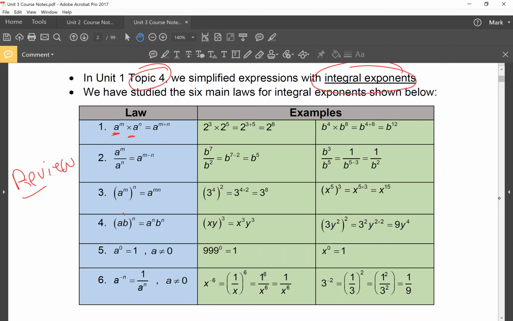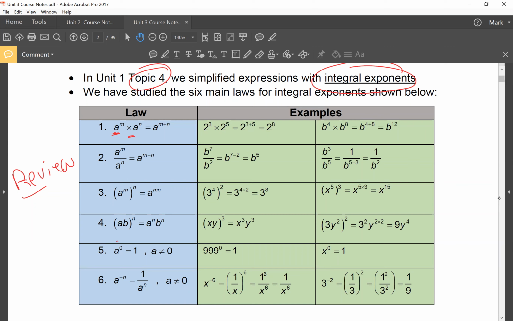If we have 2 numbers outside the power of n, they're both raised to that power. We did all of these back in topic 4. Rule number 5, very important.